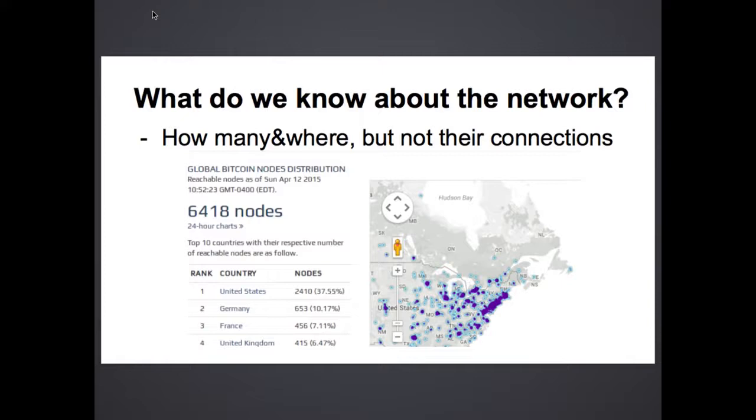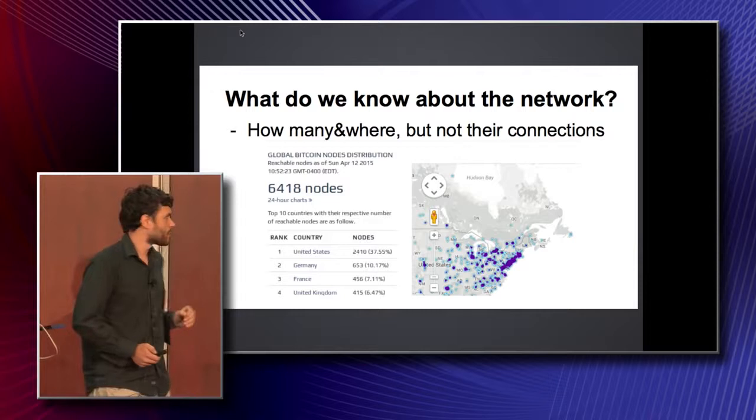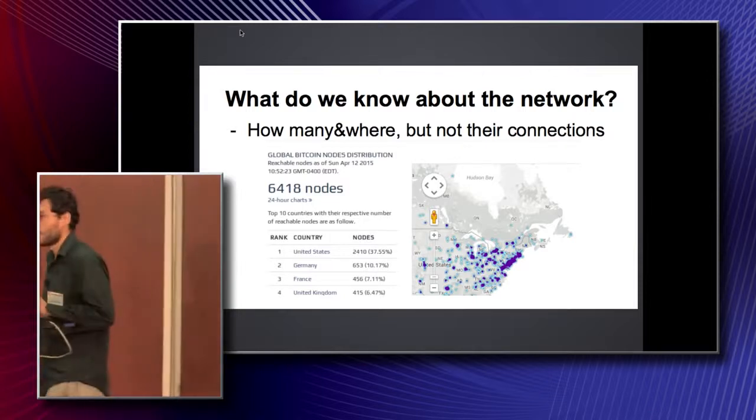You can see which reachable nodes are there on the network. You can see where they're distributed around the globe, what versions they have, but what you don't learn about is how they're connected to each other.